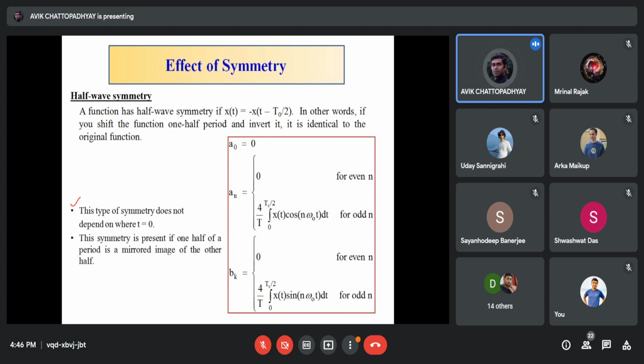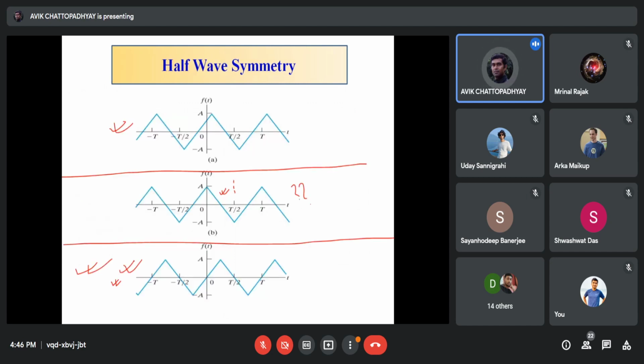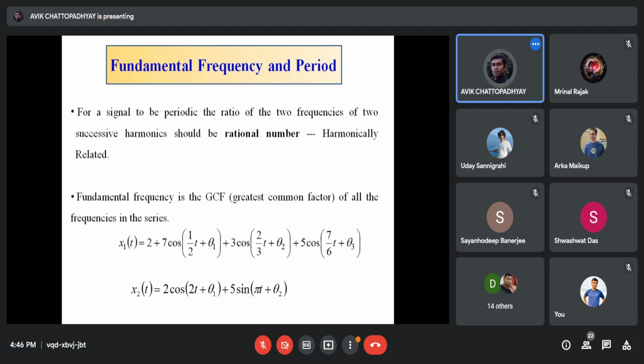Okay, so this is the practical case you have to understand. There is another point. In this slide, it is written that for a signal to be periodic, the ratio of the frequencies of two successive harmonics should be a rational number. That means they should be harmonically related. You also know that the fundamental frequency is the GCD of all the frequencies in the series. These two points are known to you.